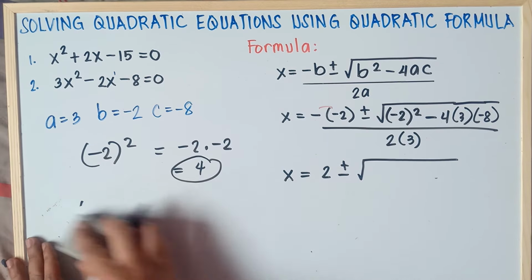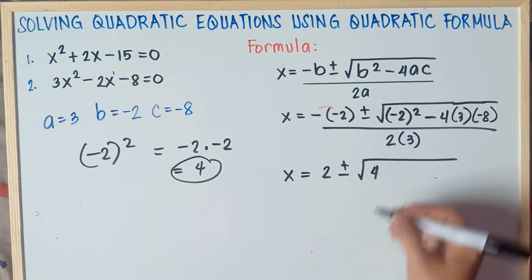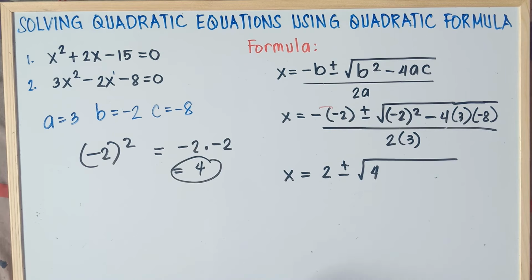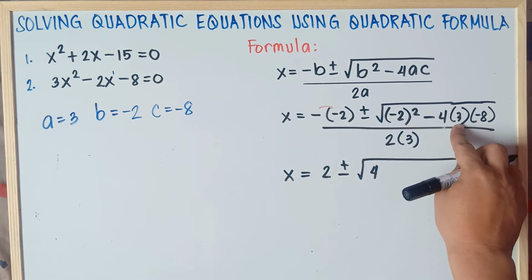Alright, so therefore, negative 2 squared, negative 2 times negative 2, that would be positive 4. And then this one, plus negative 4 times 3. So negative 4 times 3, that would be negative 12, right?